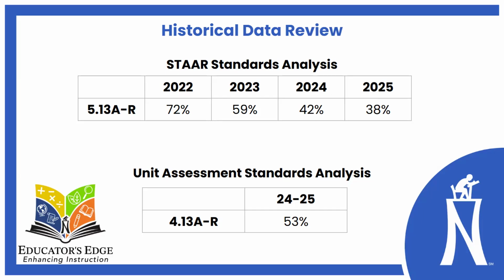In fourth grade, your standard is 4.13a, and the only data we had for you for fourth grade was looking at last year's unit assessments. As a district, our percent proficient for this TEK was 53% on our unit assessments. So you can see that we need to try to step up our game when we're teaching this standard. Hopefully that's what we can help you do today.